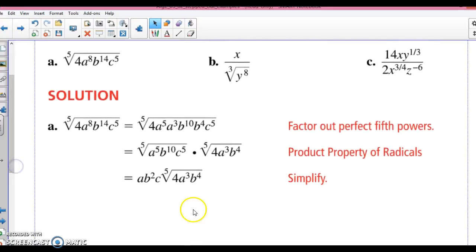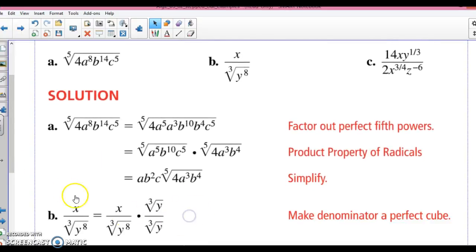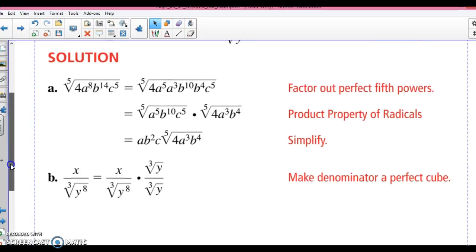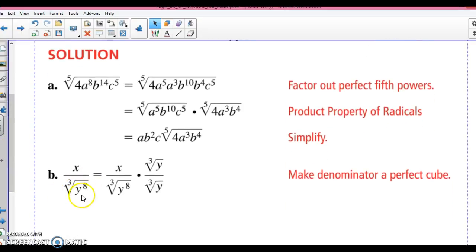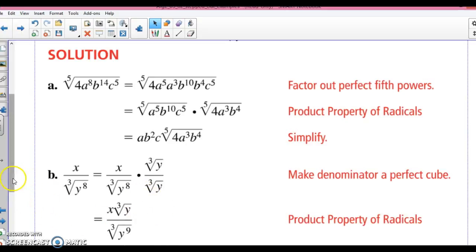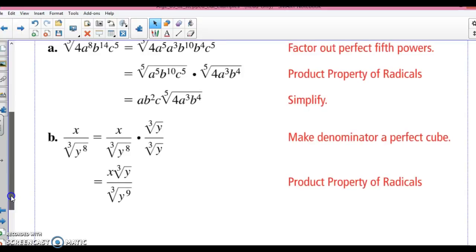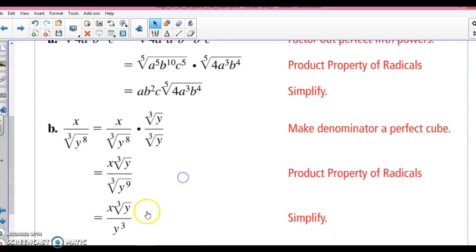Okay, I can do something very similar with B. And again, we see we have a radical in the denominator, which we don't like. So I go ahead and I multiply that out, and I can do this because this term right here is 1, so I don't actually do anything to the problem. And then I use my product property and I multiply, and then I simplify.